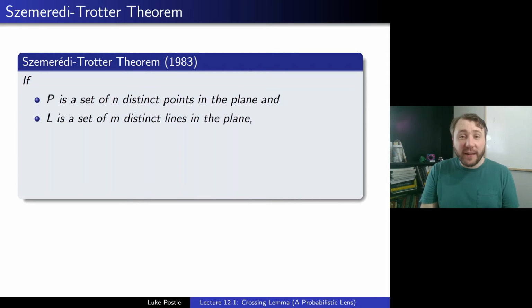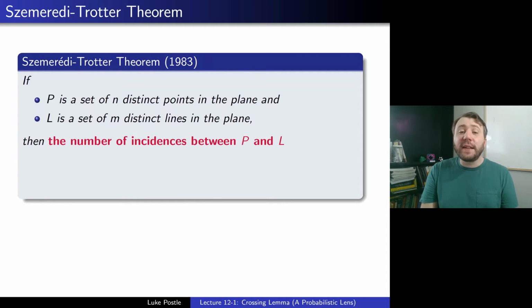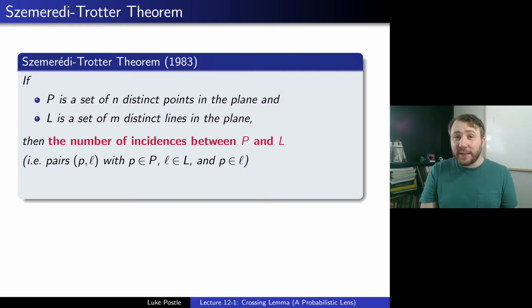Now we will go on for the rest of the lecture and tell you some nice consequences of the crossing lemma. So one nice consequence is a short proof of the Szemeredi-Trotter theorem from 1983. It says the following. If P is a set of n distinct points in the plane and L is a set of m distinct lines in the plane, then the number of incidences between P and L, so what is that? I mean the number of pairs, little p and little l, where p is a point, little l is a line, and the point little p is on l. So precisely what you think, these pairs of point-line incidences.